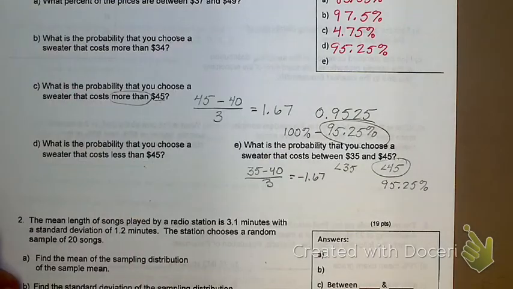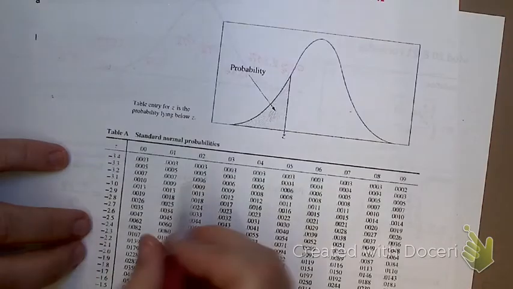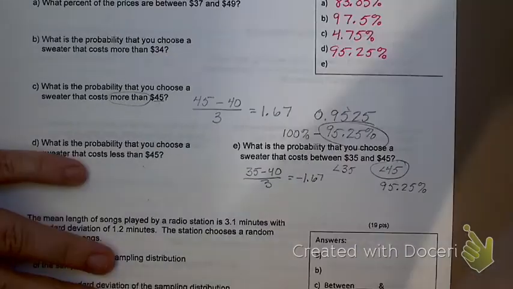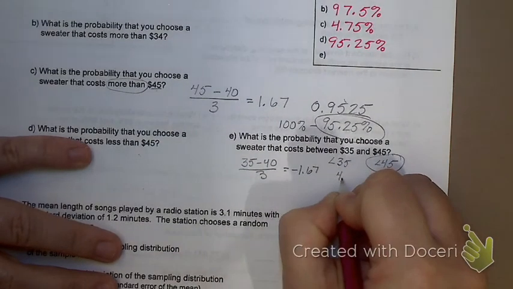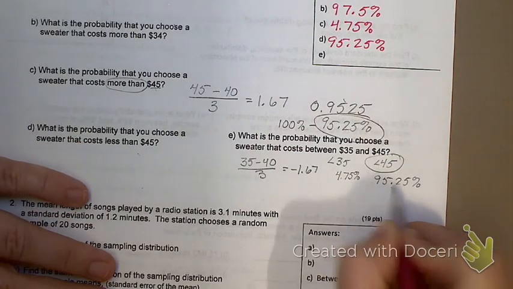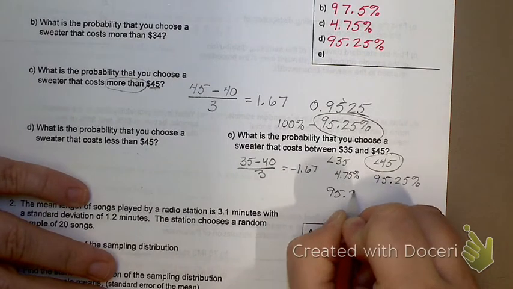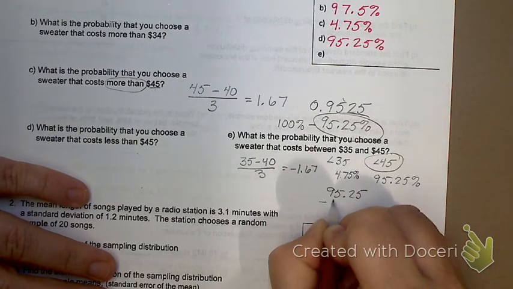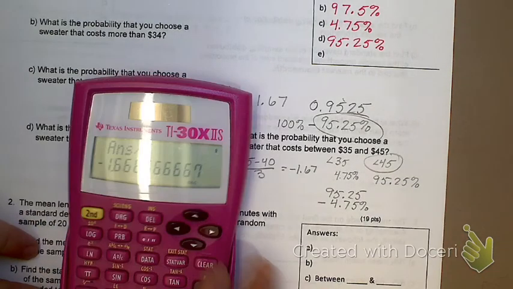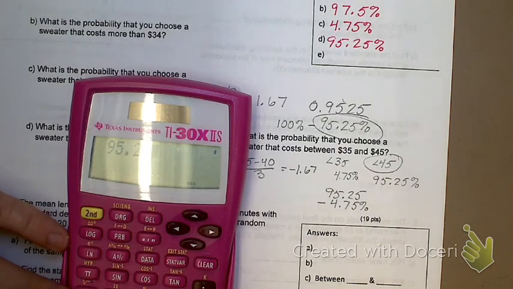Again, going to my chart. On the negative side, negative 1.67 is 0.0475 or 4.75% is less than 35. So what am I going to do? I'm going to take this 95.25% and I'm going to subtract 4.75%. And let's see what that leaves me with. 95.25 minus 4.75, and that leaves me with 90.5%.